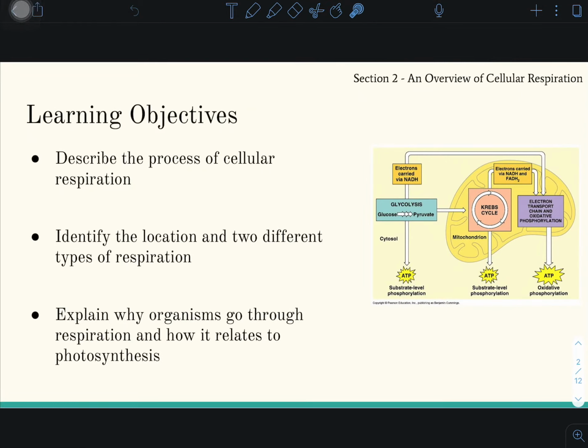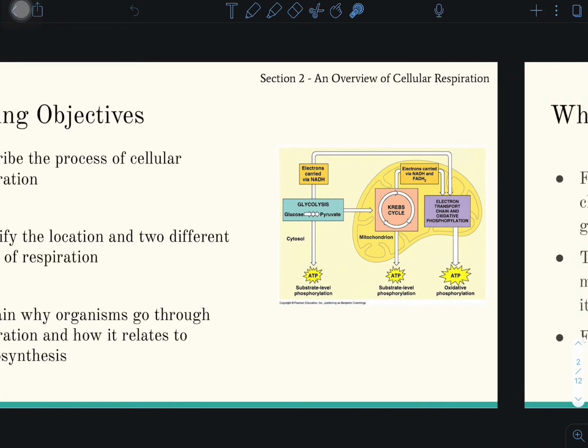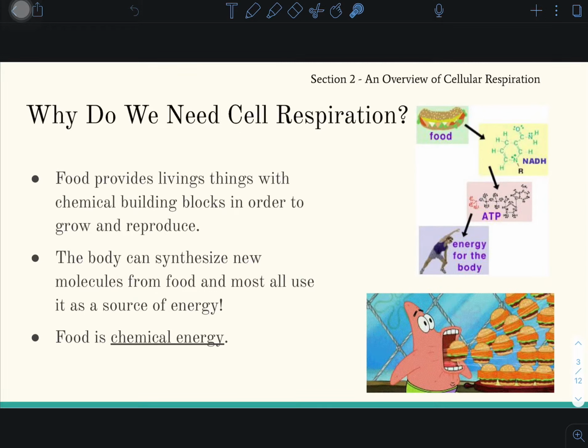So these are the basic things we want you to know. We want you to be able to describe the process. We want you to identify the two locations. Now, most of it occurs in the mitochondria, but there is some that occurs in the cytosol, which is really the cytoplasm, as we often refer to it. And then why do they go through respiration? What's the point? Why do we do this?